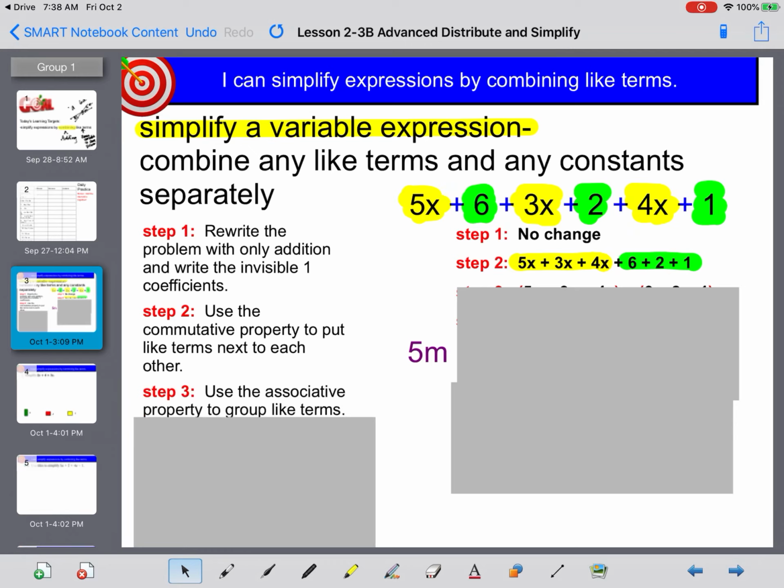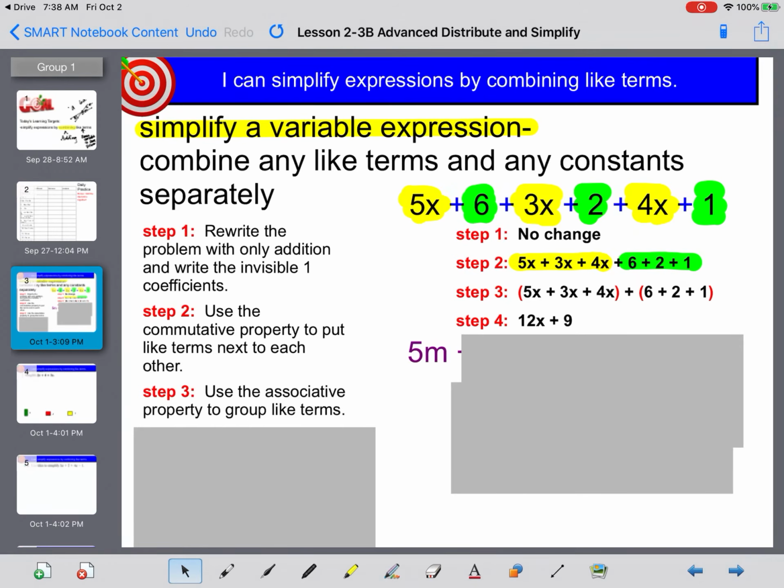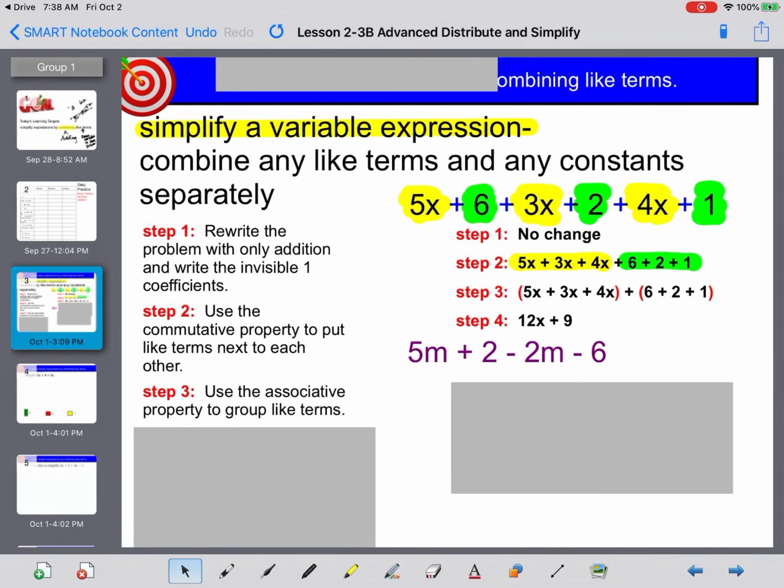The next step says, use the associative property to group and combine your like terms. So really the associative property is putting those parentheses in to group them. When I add 5 plus 3 plus 4, I get 12x. And when I add 6 plus 2 plus 1, I get 9. So 12x plus 9. This is the simplest as you can make it. You cannot call this 21x because that 9 doesn't have an x after it. So make sure you get comfortable calling it 12x plus 9.